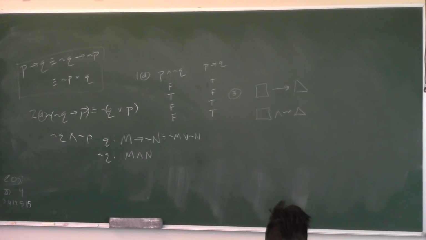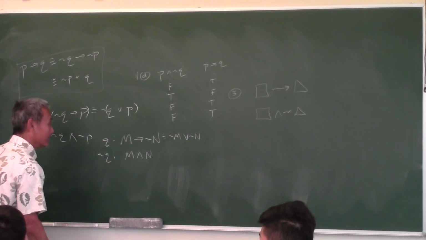Look, if box, then triangle. So what's the negation of that? Box and not triangle. So 2 to the p minus 1 is a Mersenne prime, and this thing is not perfect. You guys get it? The negation of a conditional statement is an and statement.